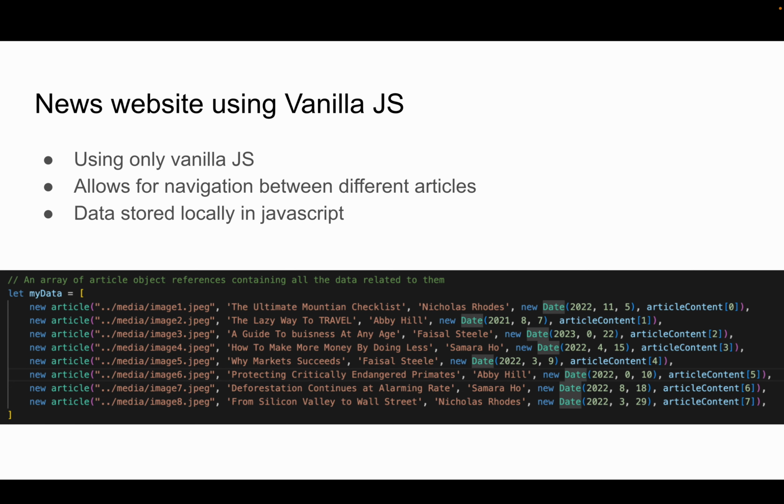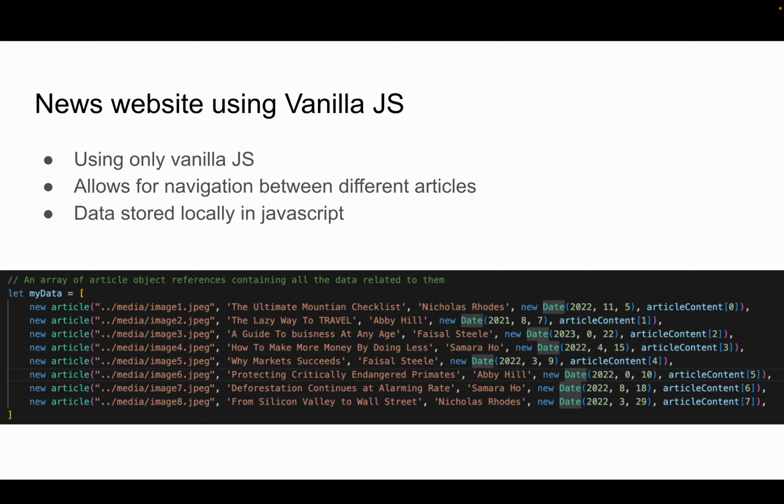So the first project I'm talking about is the news website I made using vanilla JavaScript. It was only written using vanilla JavaScript. There's really no dependencies involved here. Basically, what it is is 8 different articles that I implemented, and it allows you to navigate by clicking on the articles and going back to the home page. The data is stored locally in JavaScript.